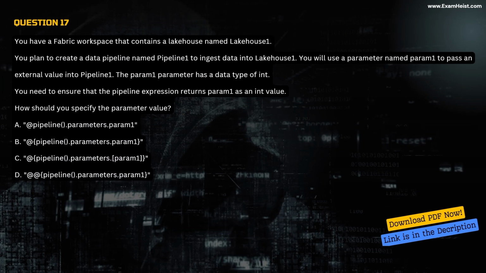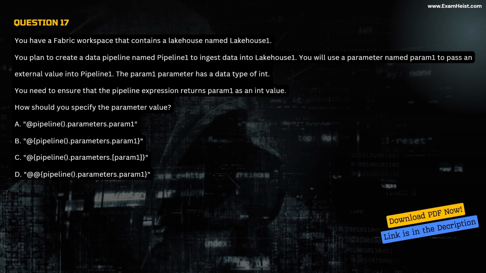Question 17. You have a Fabric workspace that contains a lakehouse named Lakehouse 1. You plan to create a data pipeline named Pipeline 1 to ingest data into Lakehouse 1. You will use a parameter named param1 to pass an external value into Pipeline 1. The param1 parameter has a data type of int. You need to ensure that the pipeline expression returns param1 as an int value. How should you specify the parameter value?